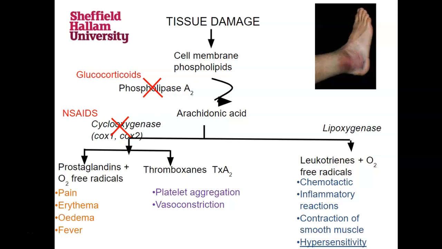So this is just to recap some of the processes that happen during tissue damage and the inflammation process, the sorts of things we'd see happening, so pain, heat, swelling, what's happening at a tissue level and at a chemical level. So I'll just give you a moment or two to read through there.